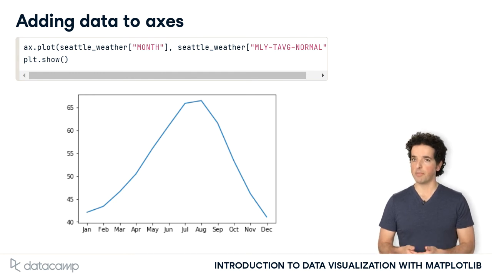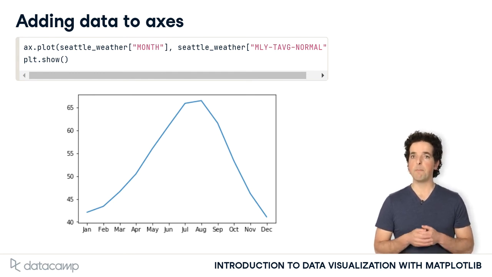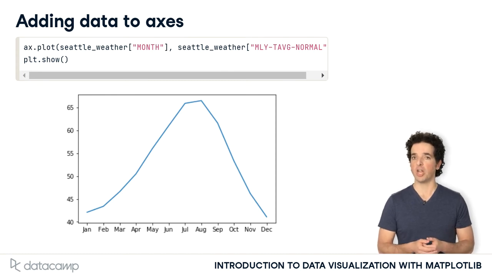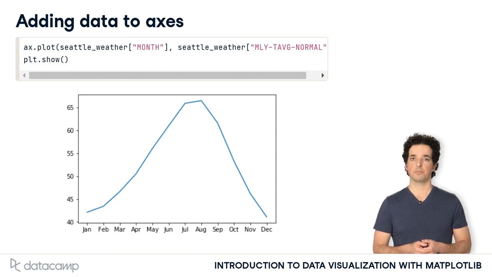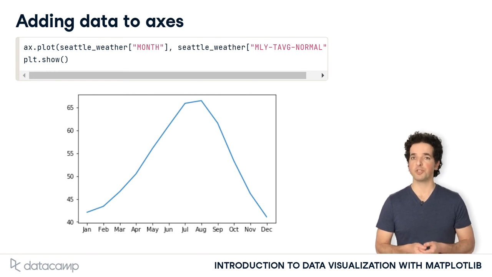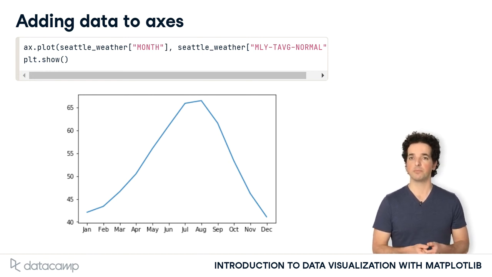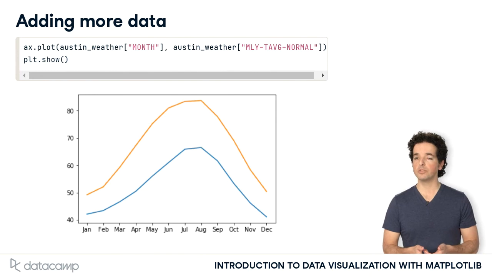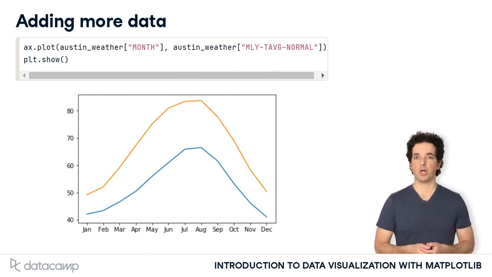The horizontal dimension of the plot represents the months according to their order, and the height of the line at each month represents the average temperature. The trends in the data are now much clearer than they were just by reading off the temperatures from the table. If you want, you can add more data to the plot.